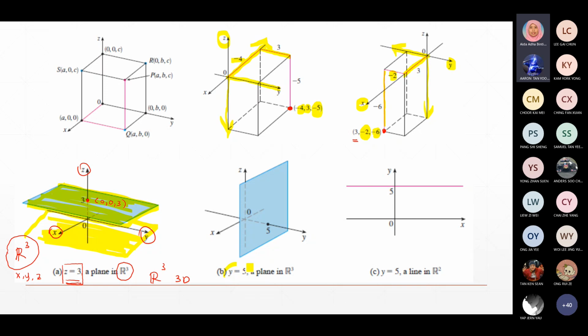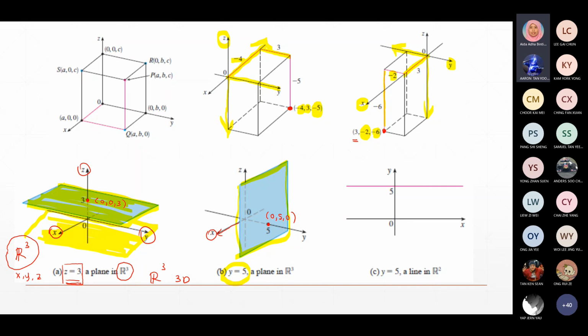So how about Y equal to 5? You can see for Y equal to 5, we have the plane here. Where is this plane? It will intersect at the point (0, 5, 0) here. You can see this plane follows the direction of the X axis. So this is the plane Y.